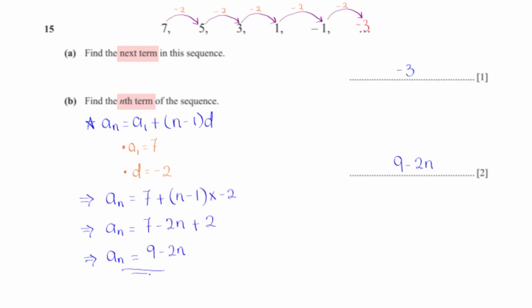Find the nth term of the sequence. So to find the nth term of a sequence that has a common difference, you can use the formula an equals a1 plus n minus 1 d, where an is representing the nth term which we are finding. a1 represents the first term of the sequence. In this case, the first term is 7, and d represents the common difference, which is -2. So when we slot these values into the nth term formula, we get 9 minus 2n, where n represents a given position in the sequence.